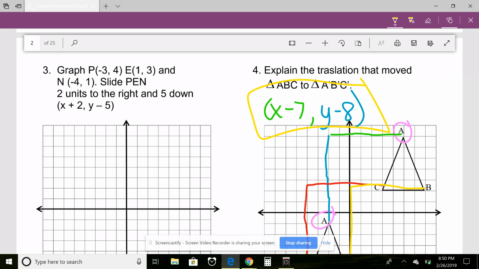All right. And just like coordinates, x, which is the first coordinate, translates it left and right. The y moves it up and down. Okay, negative x means you go left. Positive x means you go right. Negative y means you go down. Positive y means you go up.